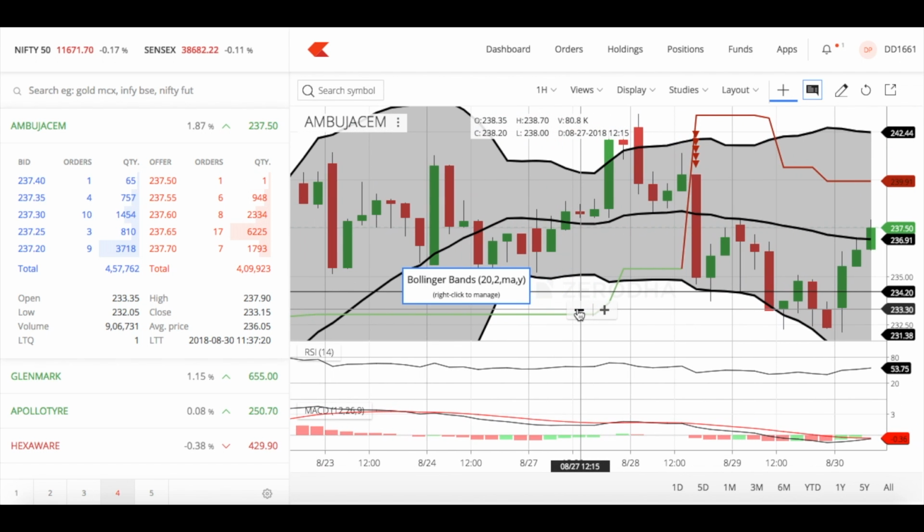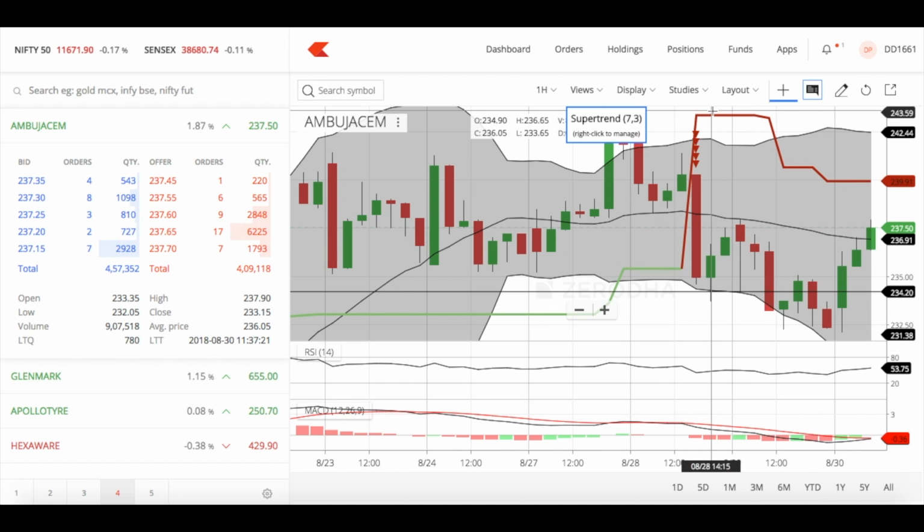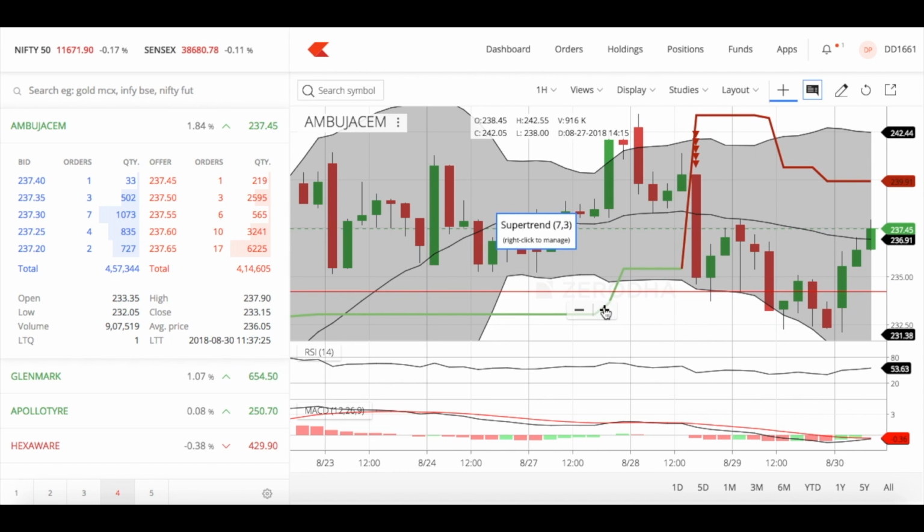I'll just use Bollinger Bands for now, and a simple Supertrend. Everything is a default setting, nothing has been changed as of now.